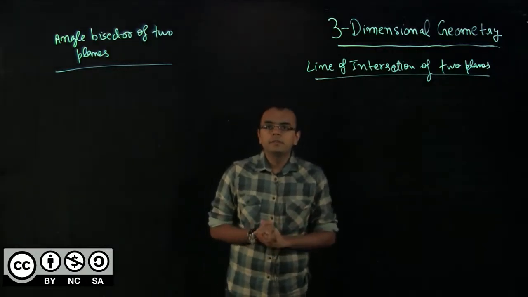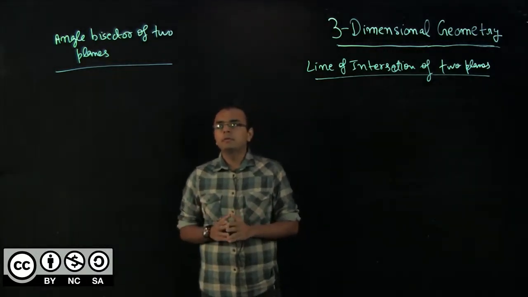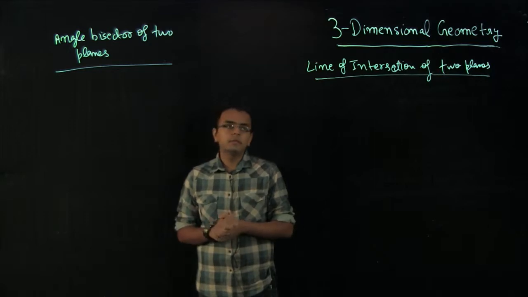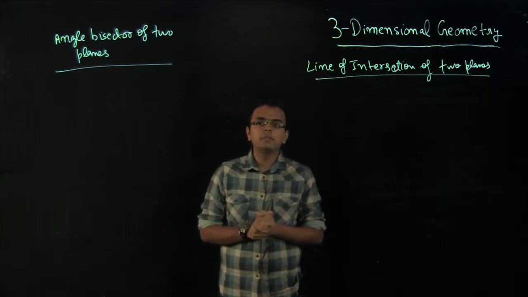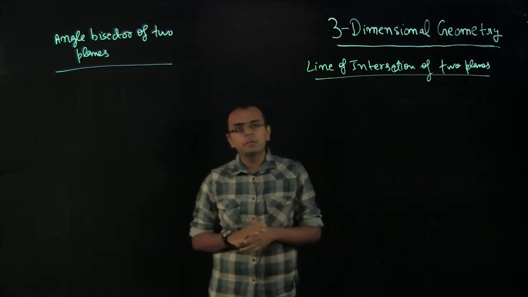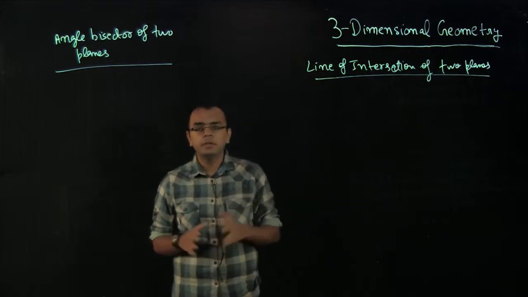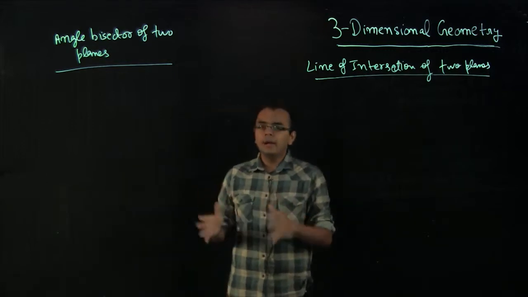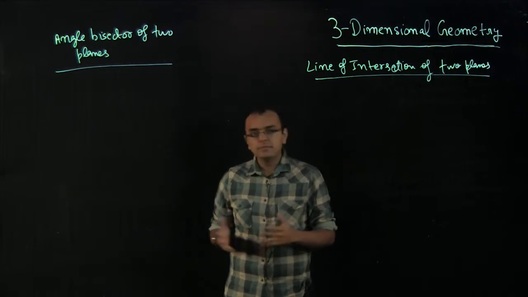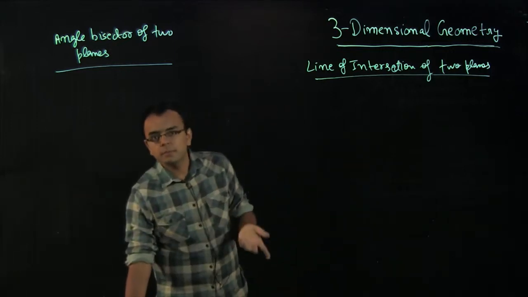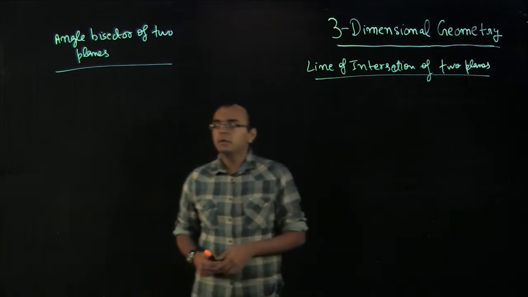In this video for 3D geometry, we will be talking about two topics. One is the angle bisector of two planes, and one is the line of intersection of two planes. Both of the topics are important, especially the line of intersection of two planes, and I will be spending some time on that. The angle bisector of two planes is a very easy topic, just something you should remember while you are preparing for JEE.